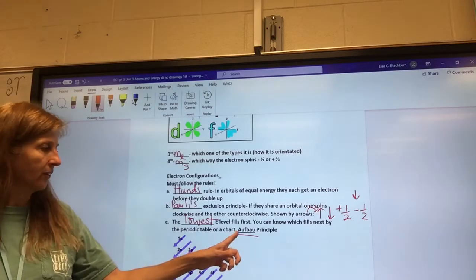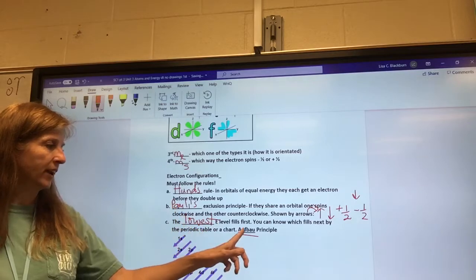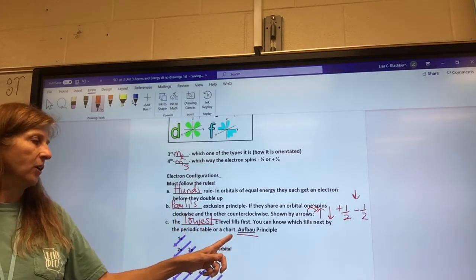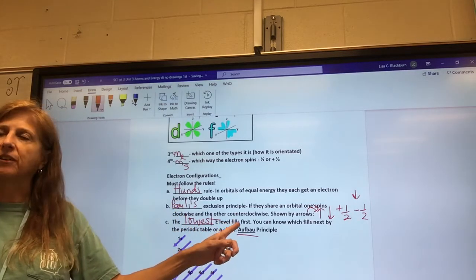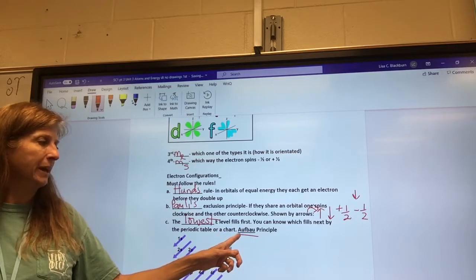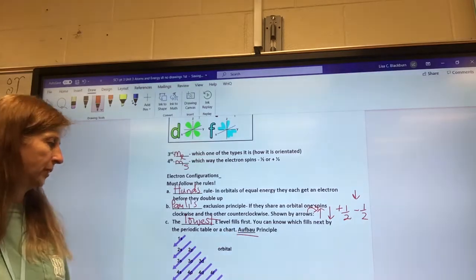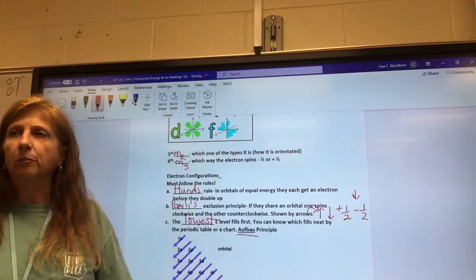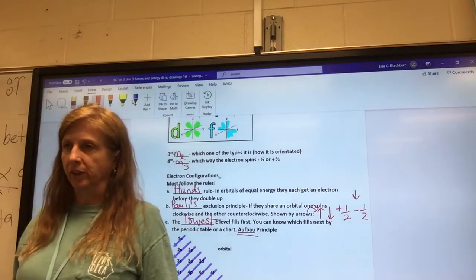No? Write it down. I left the name off of it, and I went back and added it. So, the lowest energy filling first is A-U-F-B-A-U, the Aufbau principle. Okay, now, think about an apartment building.